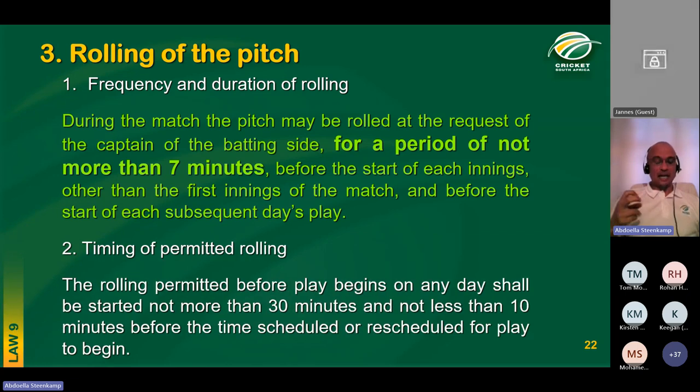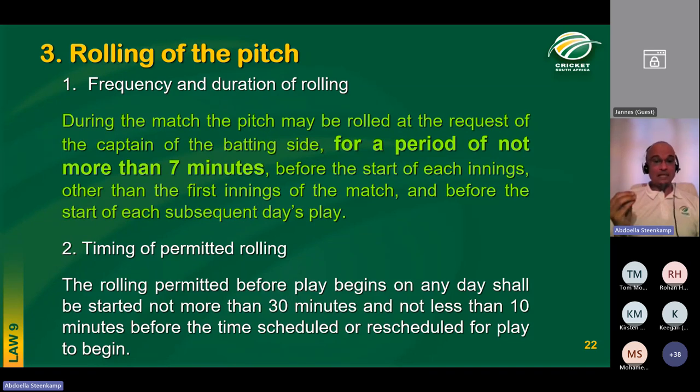So in terms of the timing permitted for the rolling before play starts on day two, day three, day four, and day five, there's a window period for this rolling to take place. This window period is not more than 30 minutes, not less than 10 minutes before play is about to start. So on day two, if play is about to start at 10 o'clock, your window period for rolling to take place before the start of the day's play is 9:30 to 9:50. 9:50 is the latest that you can start your rolling. So that's your window period.